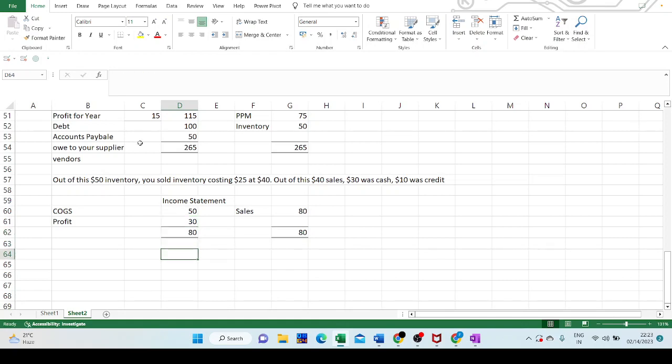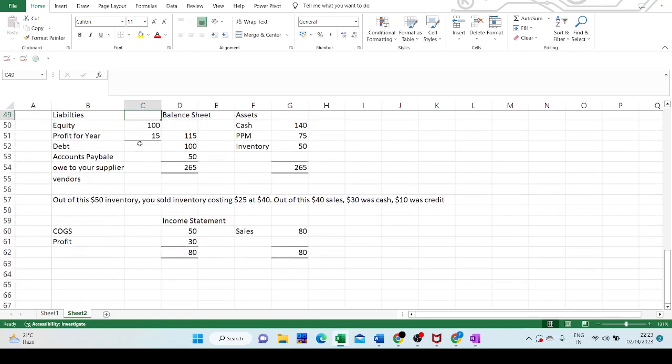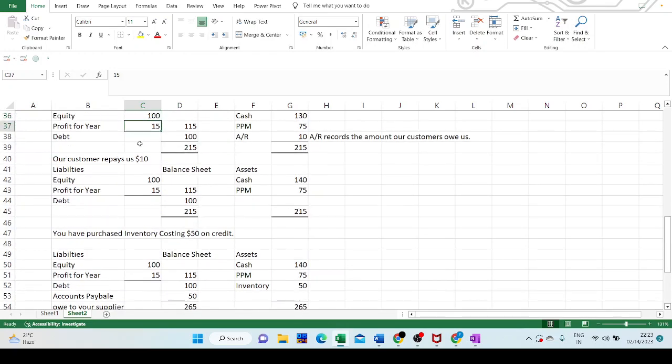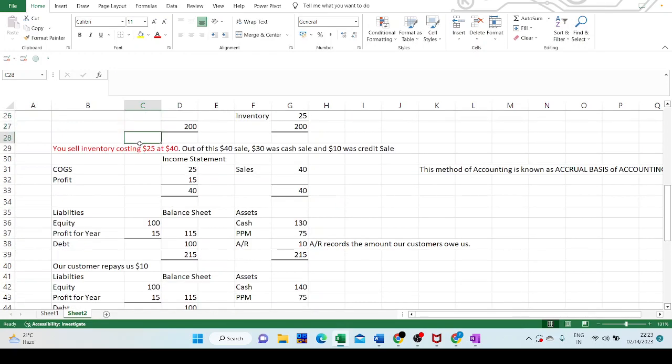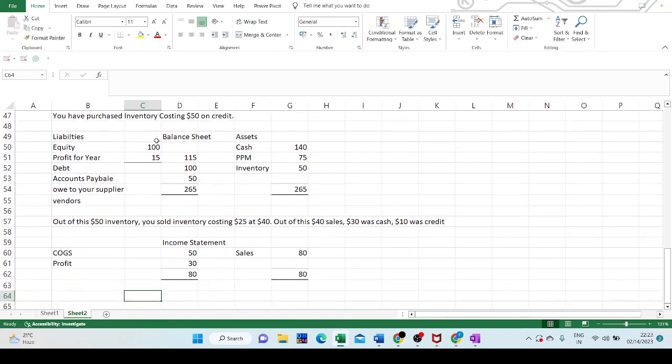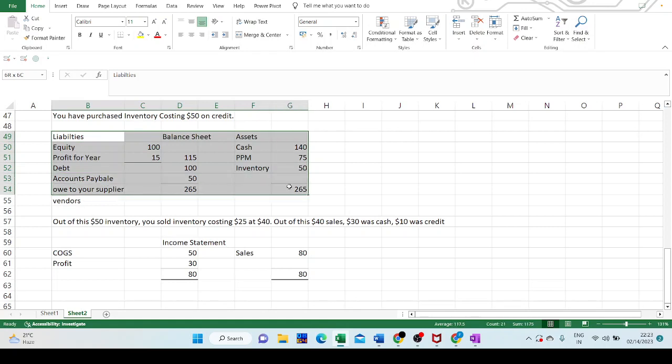So this is how my income statement will look, right? Because I sold inventory costing $25 at $40, I made a profit of $15. And my old profit was $15. So when I accumulate the profits, my profits become $30. Now let's look at the balance sheet. How will this transaction impact your balance sheet?